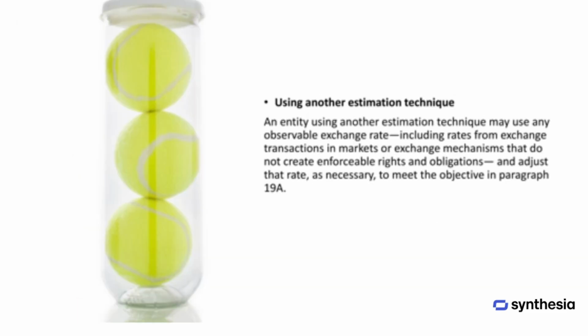Using another estimation technique. If an entity chooses to use a different estimation technique to determine the spot exchange rate, it may start with any observable exchange rate. This can include rates from markets or exchange mechanisms where transactions might not create enforceable legal rights or obligations. The entity can then adjust that rate as needed to make sure it meets the objectives set out in paragraph 19A.